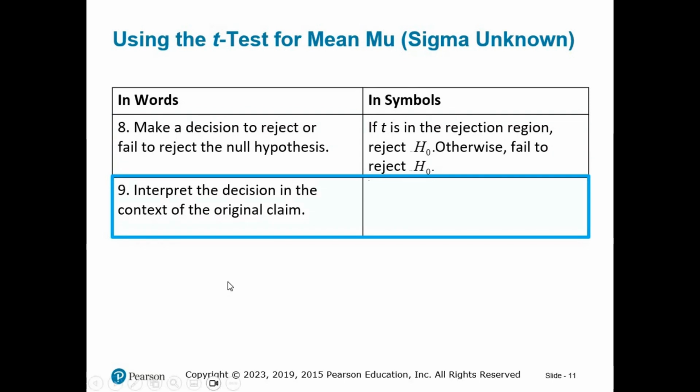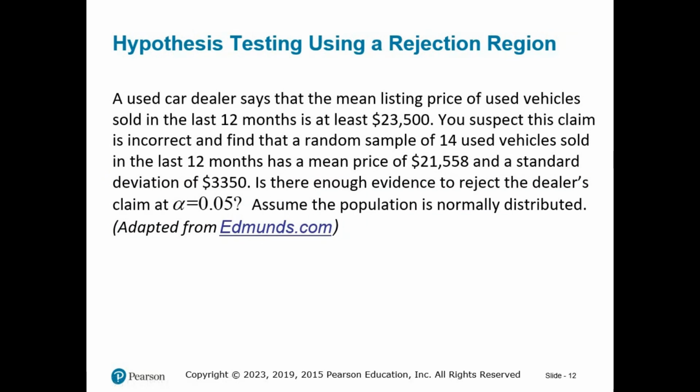All right, let's do an example. A used car dealer says that the mean listing price of used vehicles sold in the last 12 months is at least $23,500. You suspect this claim is incorrect and find that a random sample of 14 used vehicles sold in the last 12 months has a mean price of $21,558 and a standard deviation of 3350. Is there enough evidence to reject the dealer's claim at alpha equals 0.05? Assume the population is normally distributed.